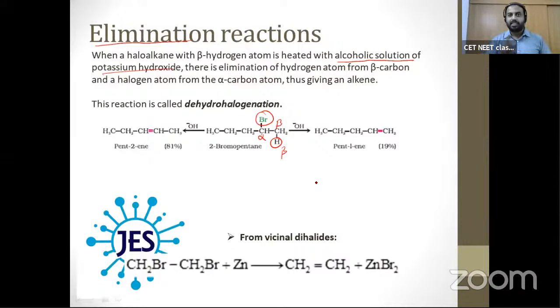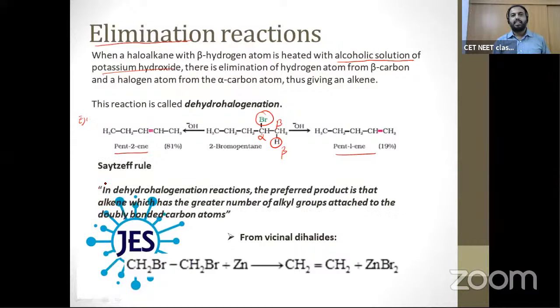In some cases, dehydrohalogenation may lead to more than one product. For example, in this example, you end up getting pent-2-ene and pent-1-ene. In such cases, how to find out which is the major product? Very simple. More substituted alkene is the major product.